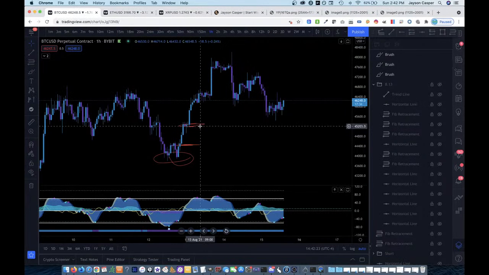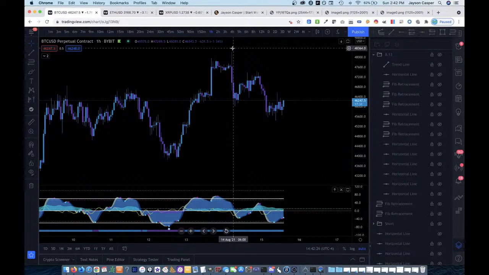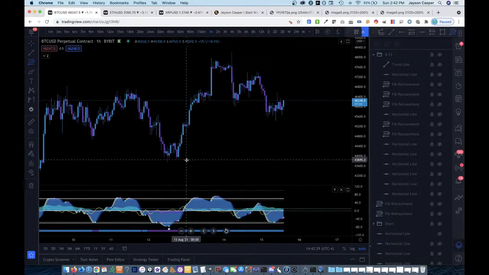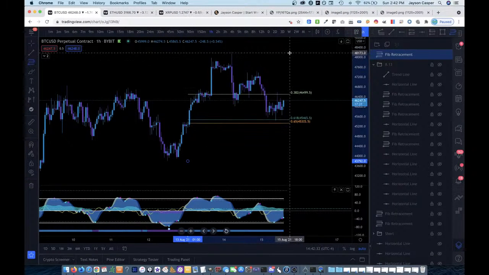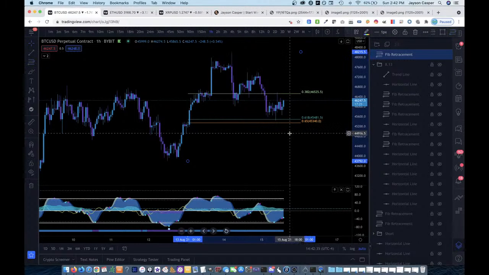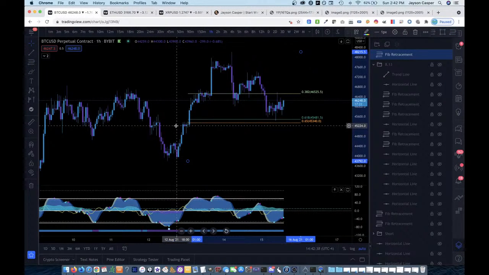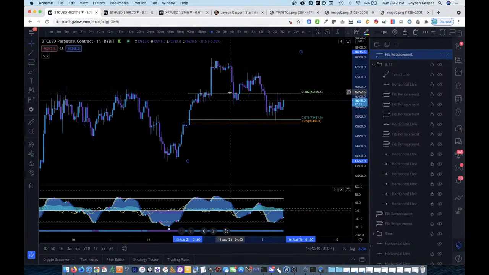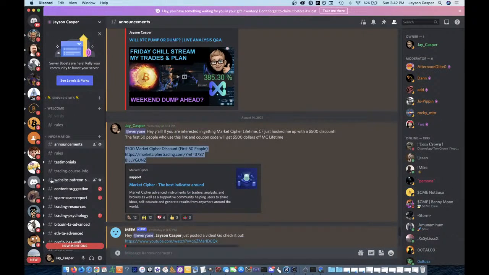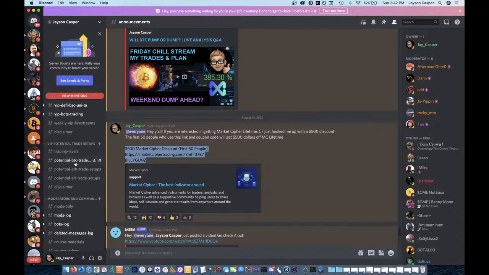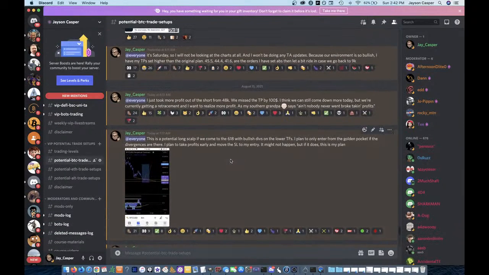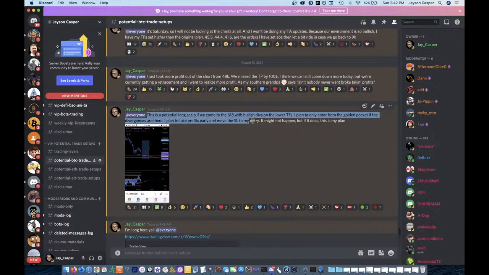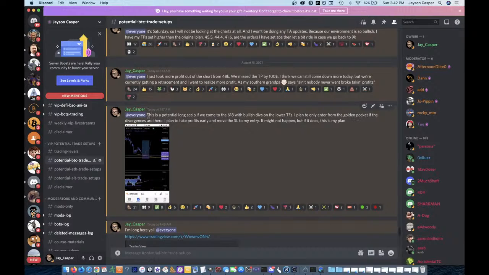And then while I'm long and short, might as well look for some scalps. And so what you do is pull your fib from the local swing low to the local swing high, and you're going to ask yourself, are we coming down to a significant fib level? Is there a fib level soon in my future? And this morning when I looked at the charts, when I came here and posted that trade setup a few hours before we entered, basically all I was doing was pulling out fibs and saying, look, I have a plan. This is a potential long scalp. If we come to the 618 with bullish divergences on the lower time frames, I plan to only enter from the golden pocket if the divergences are there.